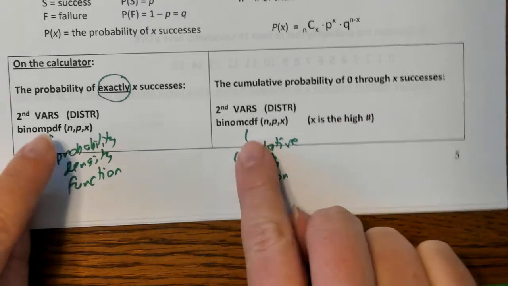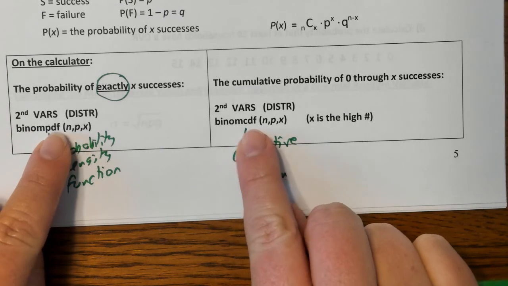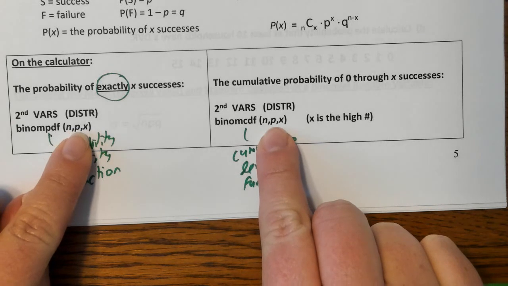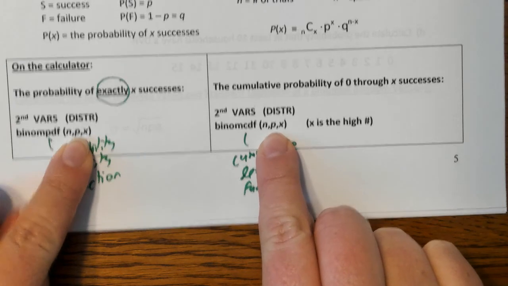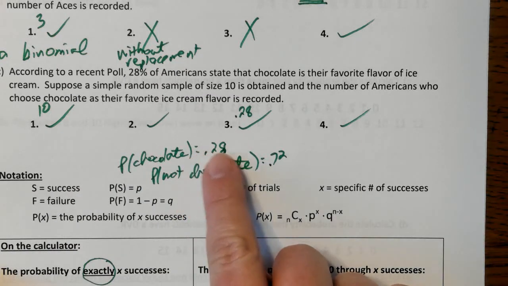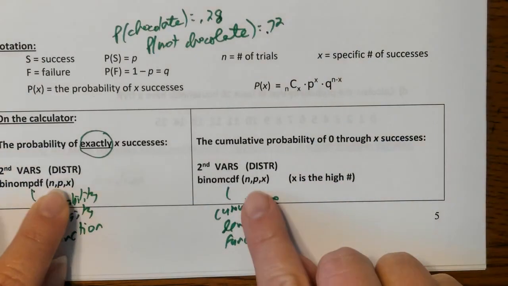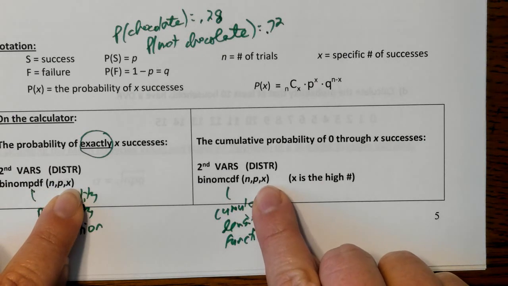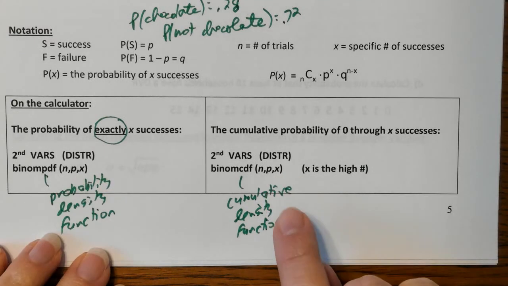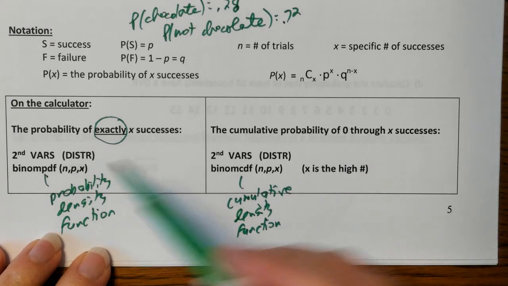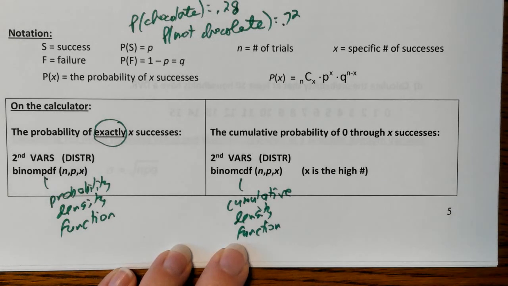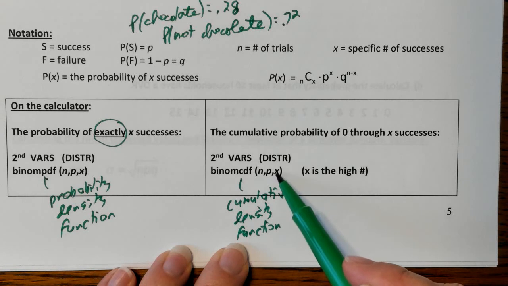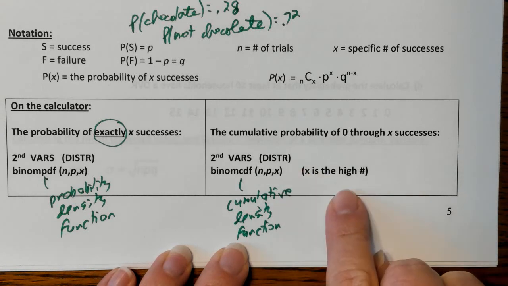So notice, in either case, Binomial PDF or CDF, you're going to have to know the N number. The N number is your number of trials. You're going to have to know the P number. The P is the probability. So in the case of the chocolate ice cream, the probability that someone liked chocolate was 0.28. So I'll put 10 for my N, 0.28 for my probability, and then X is whatever number you're interested in. If we want to know the probability of exactly 8 people liking chocolate, we would put 8 for X. If we want to know the probability that up to 8 people like chocolate, we would use CDF, but we would still be putting 8 for X. So X is going to be your high number.